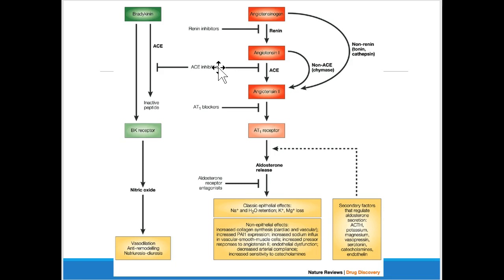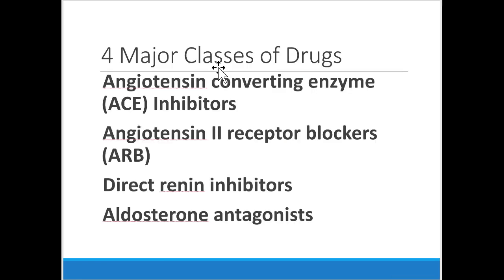But the point is that they're interchangeable, they work in the same system, and they're highly effective for managing hypertension and also other aspects of cardiovascular disease as well. So major classes of drugs, again, we talked about these. The only ones we didn't talk about were direct renin inhibitors.